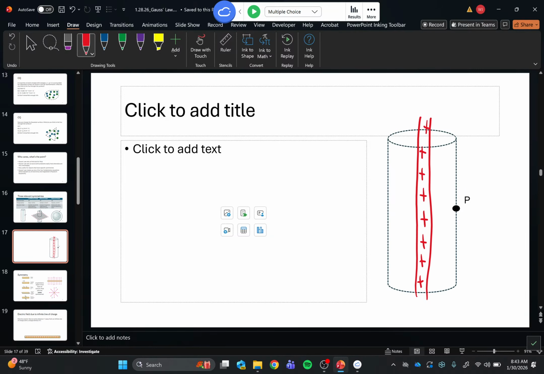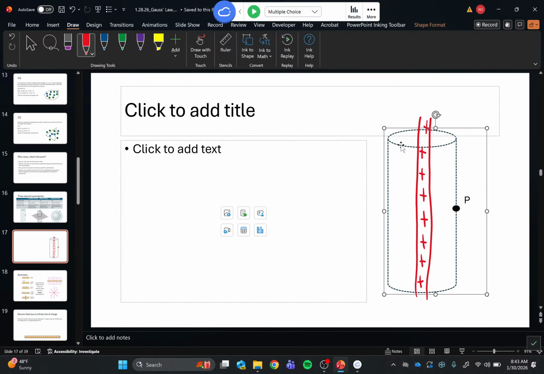It doesn't matter if this rod has thickness or not. It doesn't need to be infinitely thin. Here's the Gaussian surface I'm drawing around it. I'm drawing a cylinder around it. This cylinder is not actually there. This is a fake thing that we're drawing. Our goal is to find the electric field at point P. That's the setup for this problem. I have an infinite line of charge. Find the electric field at point P, some distance away from the rod. That's the question that we're solving.